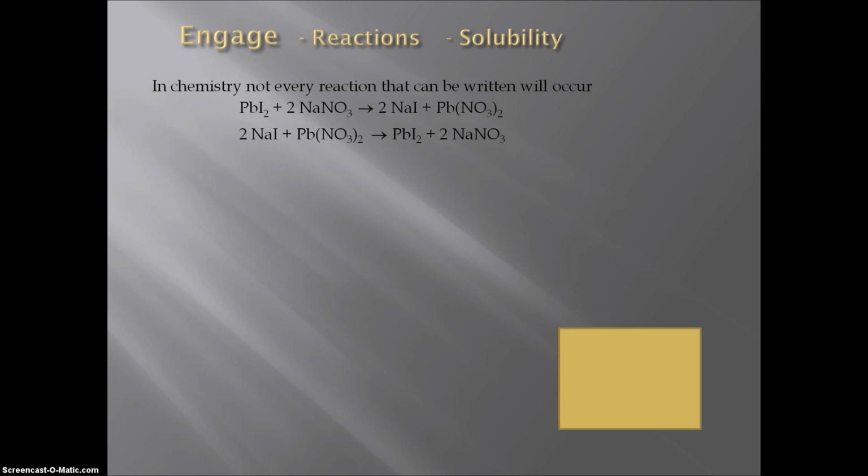And if I look, the products of one are the reactants of the other. So if both of these occur, we would get an endless loop, and there would be nothing that would stop, and that's not going to happen. These reactions are the reverse of each other, and if we have two reactions that are the reverse of each other, one of them has a greater likelihood of occurring.